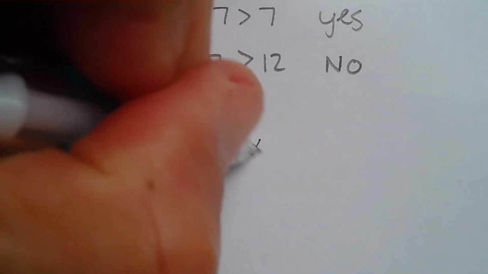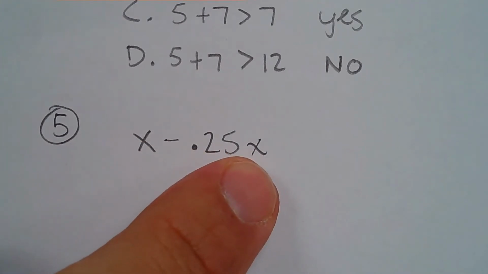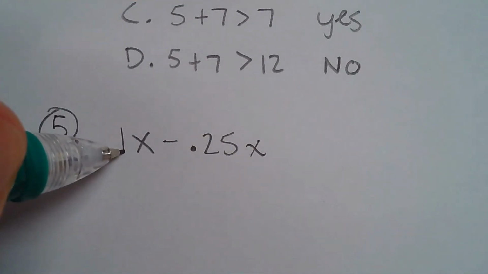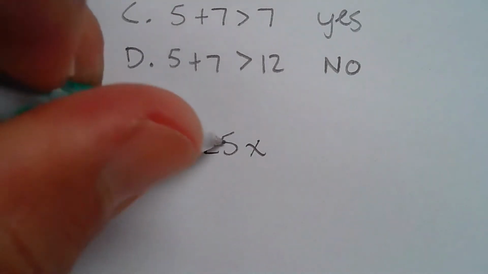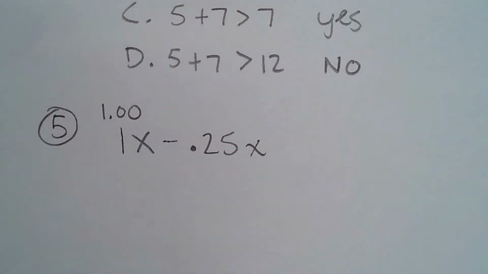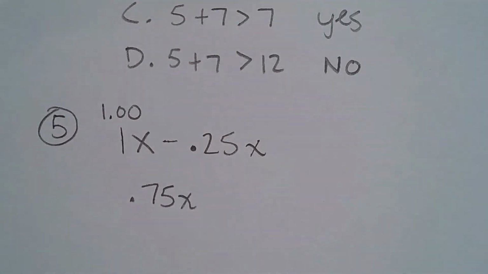So it's minus 25%, which is 0.25 as a decimal, times that. So the price of the towels minus 25% of, remember, of means multiply, of the towel. And X is the same thing as 1X. So what do we have here? It is 1 minus 0.25, or 1.00. Remember, 1 is the same thing as 1.00. So that's really 0.75 times X, and that is B. So it's B.